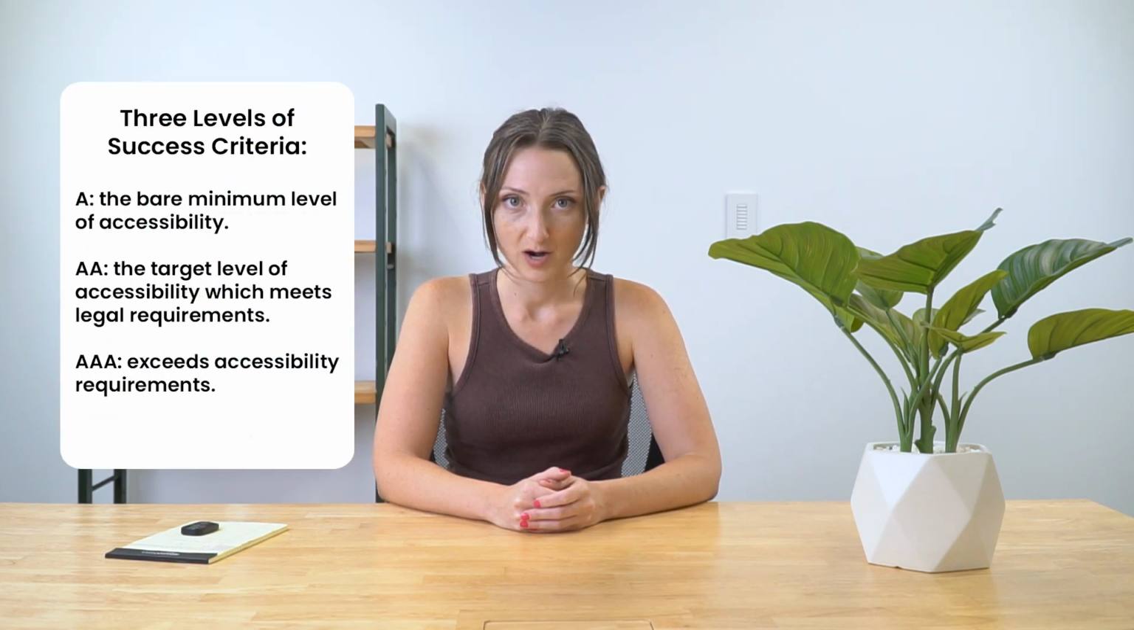Each guideline has testable success criteria, and there are 3 levels. A is the bare minimum level for accessibility. AA is your target level of accessibility, which meets legal requirements, and AAA exceeds accessibility requirements.